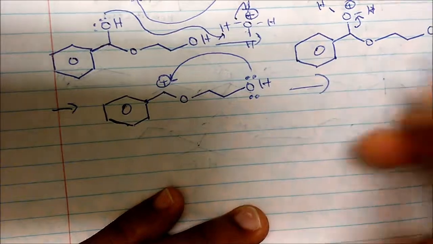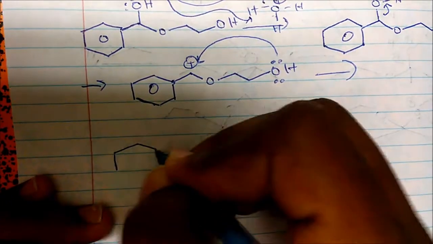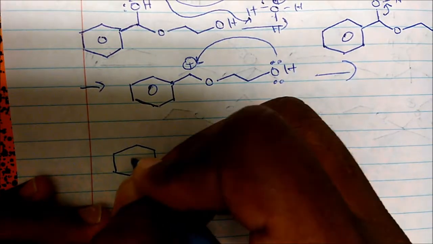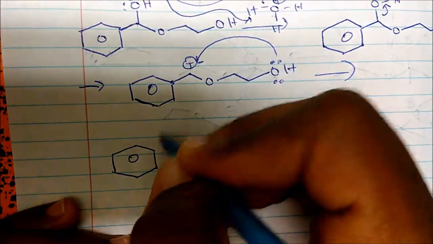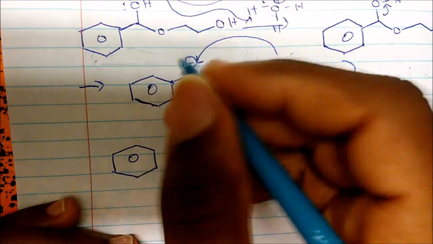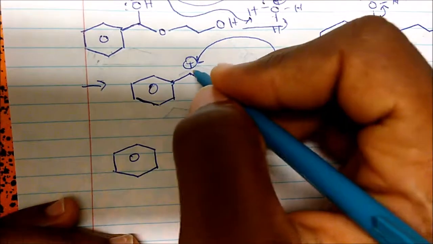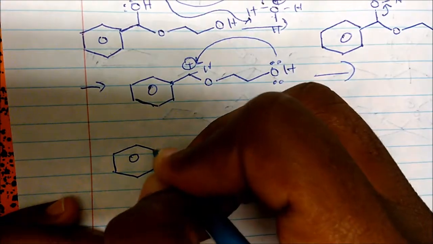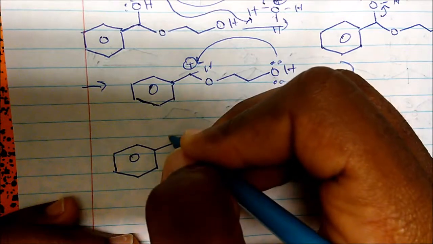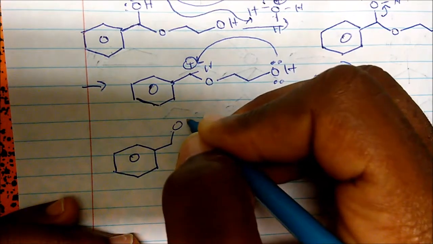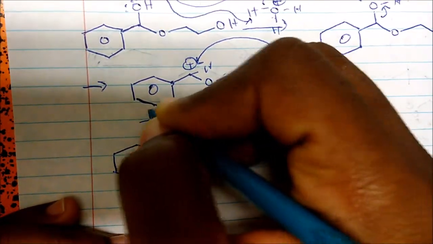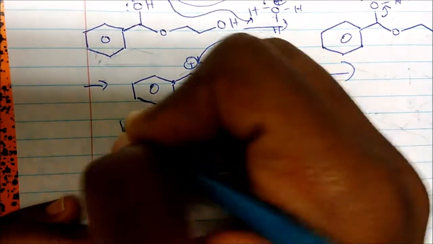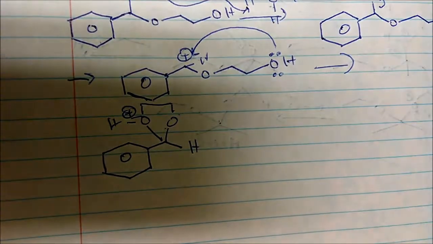Okay, and once that happens, well, what do we get? Well, we have something that looks like this. Remember we have a hydrogen here, so we have something that looks like this. We have, let's say, this bonded to hydrogen here, and we have this oxygen with a plus charge.